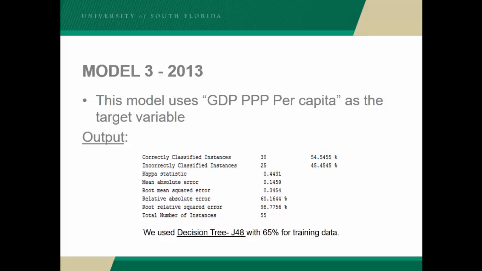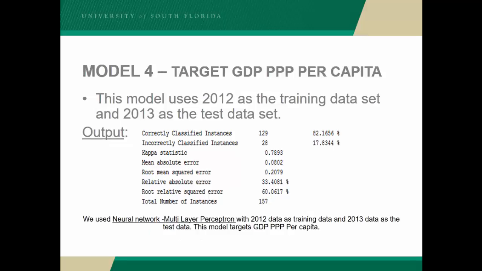For the 2013 data, we are also trying to predict the GDP PPP per capita, and for that we have again used decision tree J48 with 65% of training data, and we have got the accuracy as 54.45455. And finally, this is the main one which we wanted to predict, where we have used 2012 data as the training set and 2013 data as our test set.